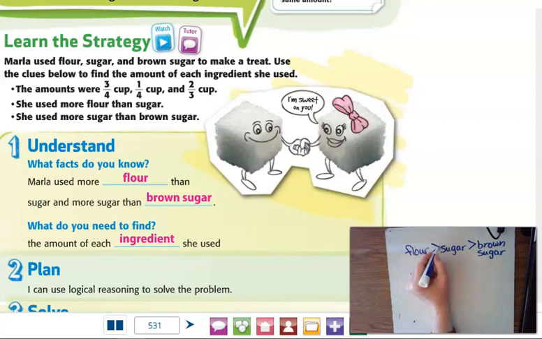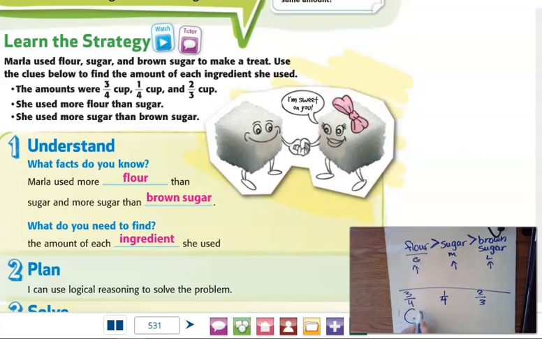Okay, and these are the math terms for that. Now that I know that this is the greatest, this is the middle, and this is the least, now I can put my fractions in order from greatest to least, and then I can match them up to these. Okay, so I've got 3/4 cup, I've got 1/4 cup, and I've got 2/3 cup.